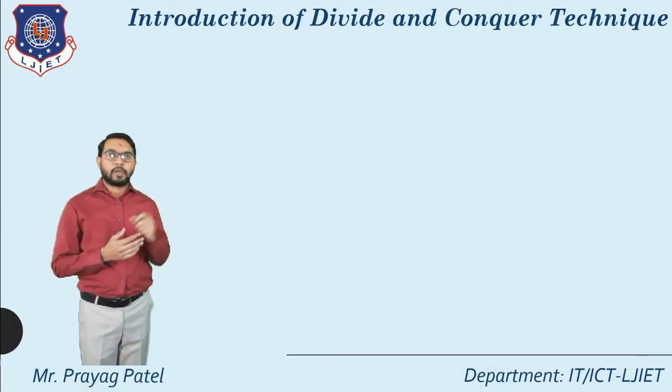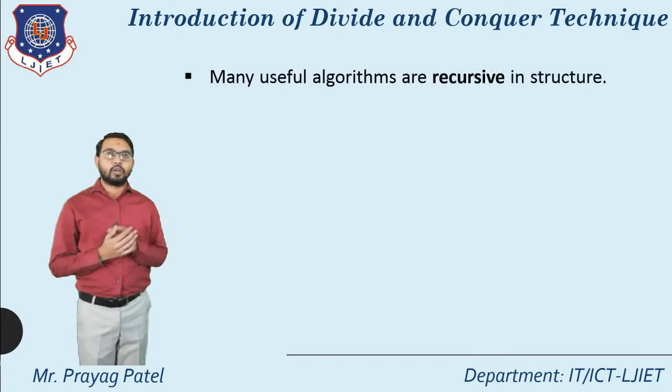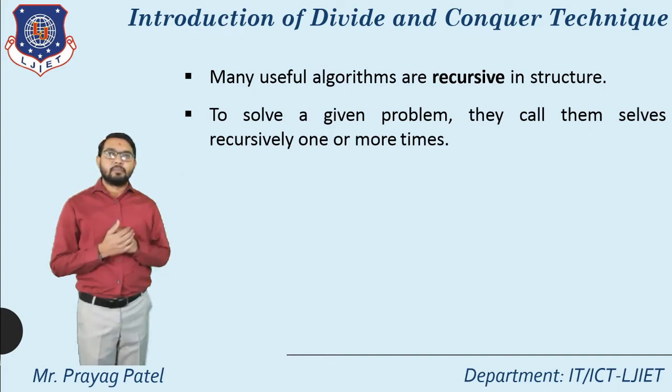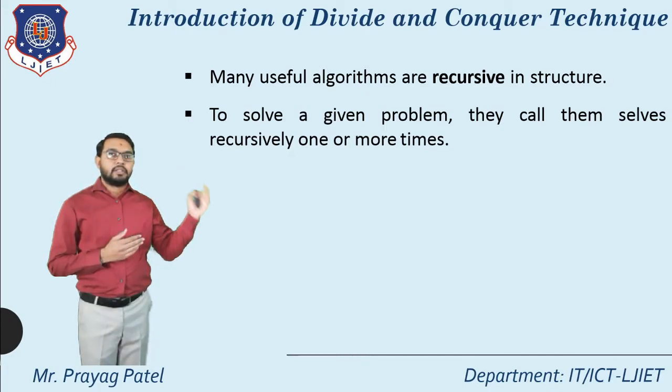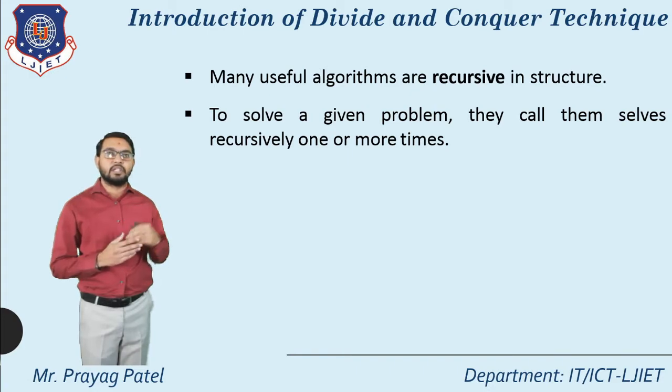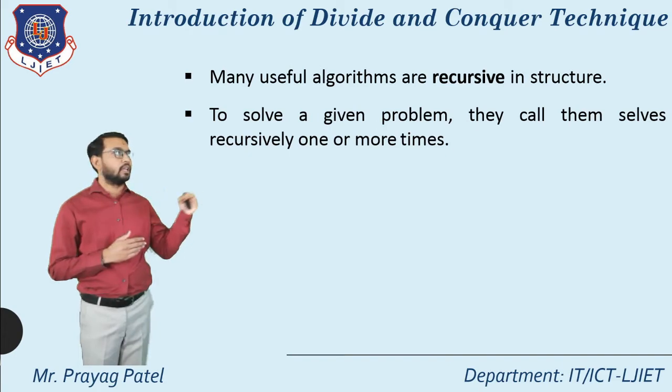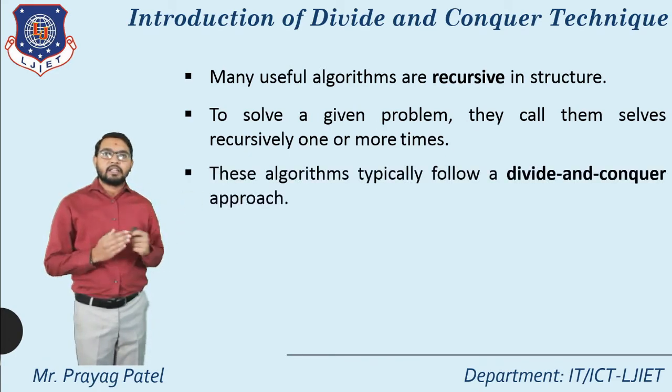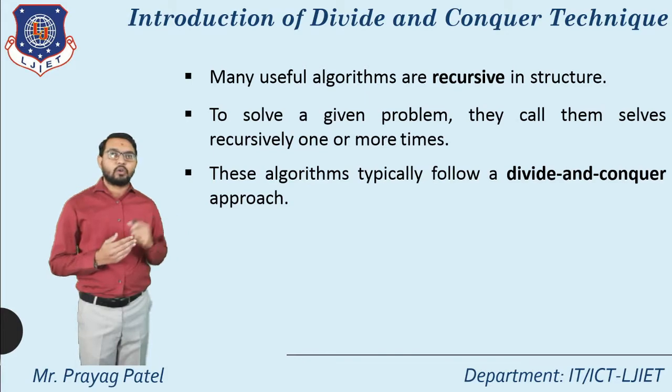Now the first topic is the introduction of the divide and conquer technique. We understand how the divide and conquer technique works. Many useful algorithms are recursive in nature. To solve a given problem, they call themselves recursively one or more times. So to solve the recurrence problem or recurrence equation, you call the same process or same code multiple times, so it is called the recursive call. This type of algorithm typically follows the divide and conquer approach.